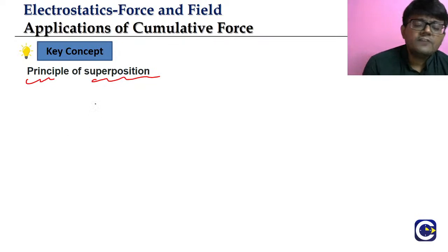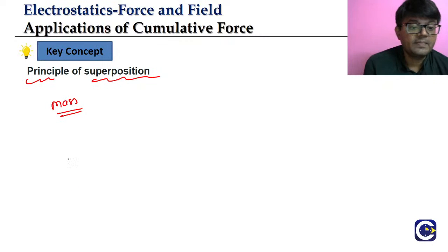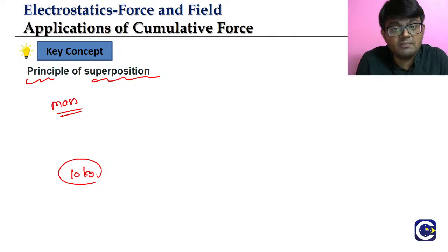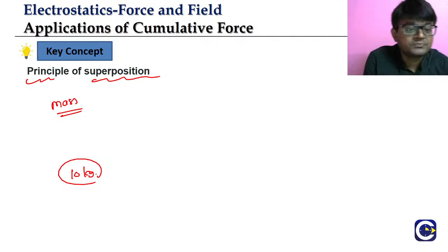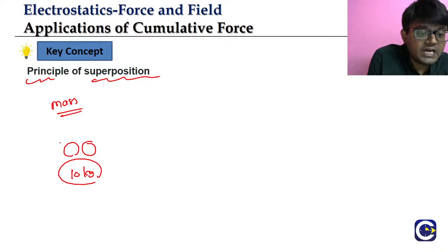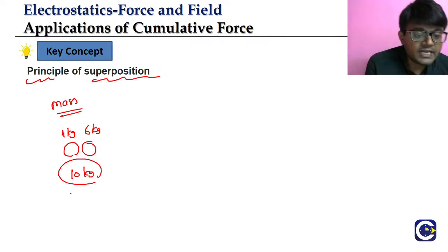First I'll take an example we are familiar with, the example of mass. If you have a mass of 10 kg, you know how you can assume it? We can assume that there are two masses, one is 4 kg, the other is 6 kg. Or two masses, one is 1 kg, the other is 9 kg. Or three masses: 2 kg, 3 kg and 5 kg.